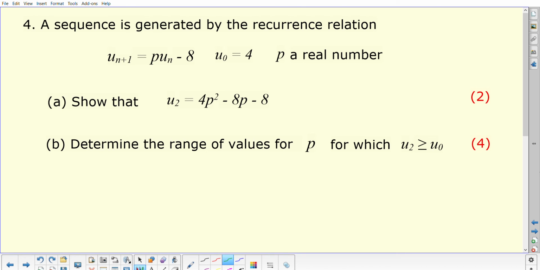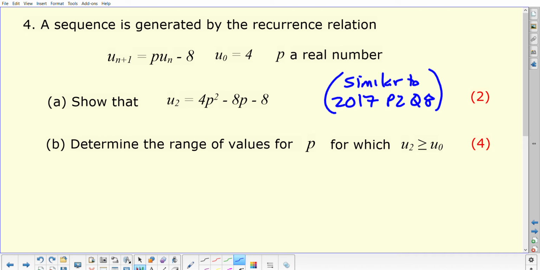So last question, this is clearly a recurrence relation question. It's not a routine one, however it is quite similar, I'm going to say, to, and it'd be worth you having a look at this afterwards if you had difficulty with it, the 2017 paper 2 question 8, very similar to that.